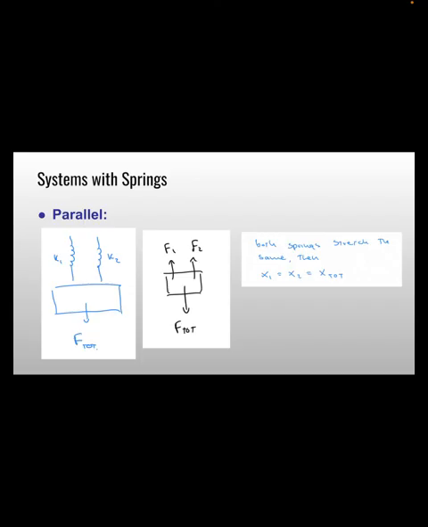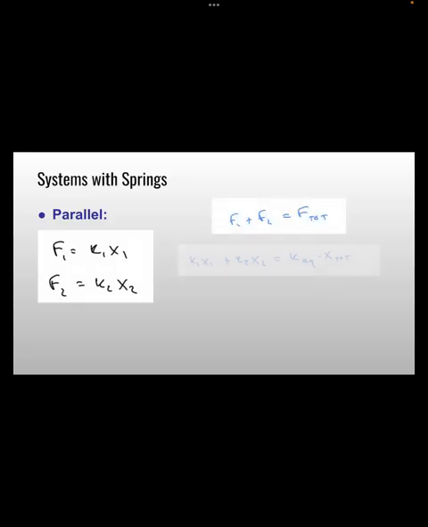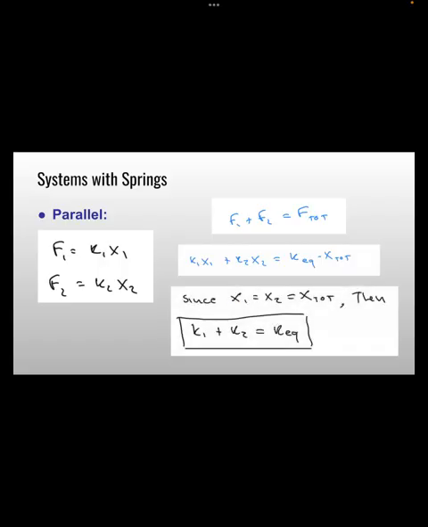Okay? So, here I can say that F1 plus F2 is going to be equal to the total force. F1 is going to be equal to K1 times X1, and F2 is going to be equal to K2 times X2. So if I plug these values into the equation, and I know that the distances are all the same, then I can see that the equivalent K for springs in parallel is equal to the sum of the individual K's of each spring.